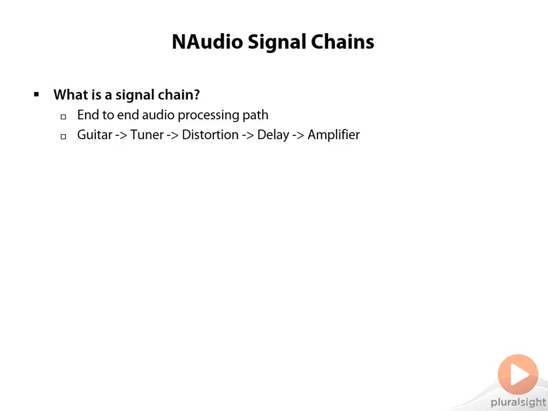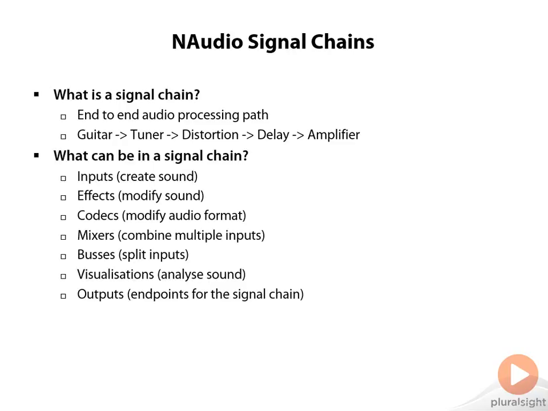So what sort of things can be in a signal chain in mAudio? Well, there are inputs, which create sound. One input might be your sound card, you're recording some audio, but another input might be a file that already exists, or a signal generator. Then there are effects. The job of an effect is simply to modify the sound.